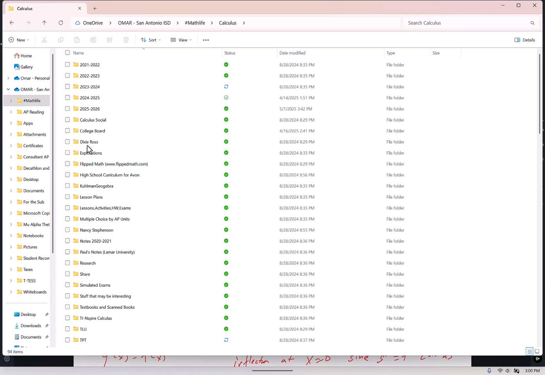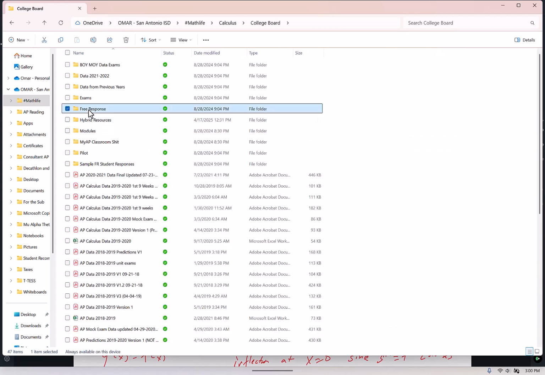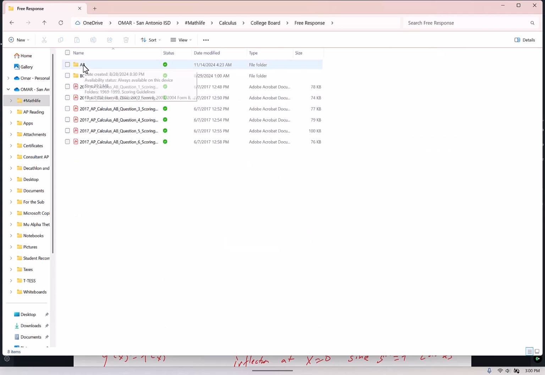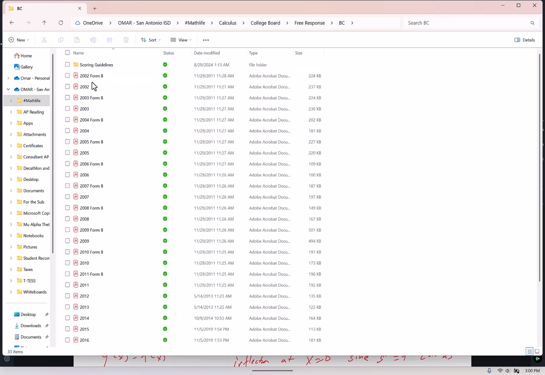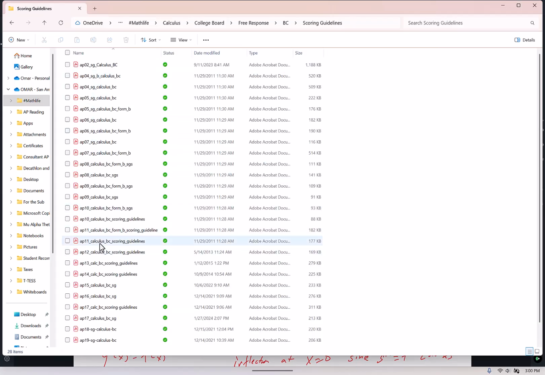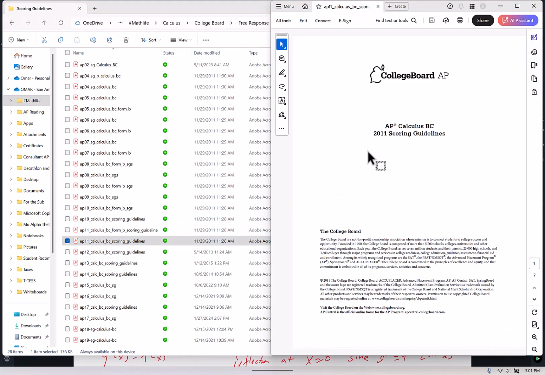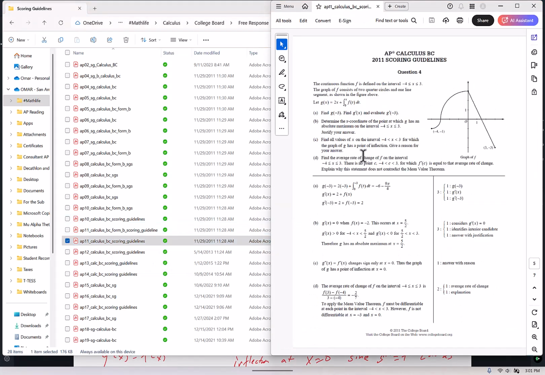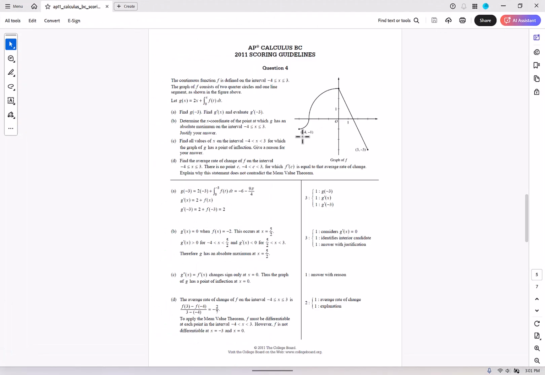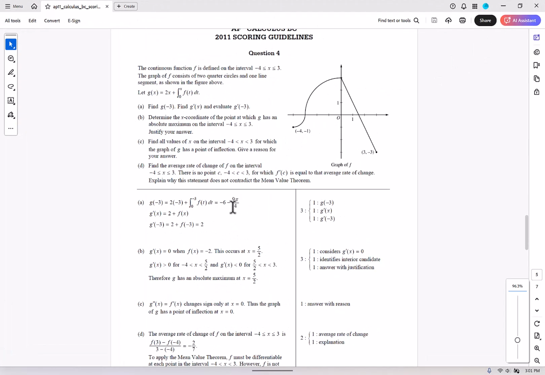College Board response. Well, it doesn't matter, A, B, or B, C. It's the same. 2011 scoring guidelines. All right, so here it is. And yeah, negative 6 minus 9 pi over 4. g prime is 2 plus f of x. g prime of negative 3 is 2. We got those points, guys.